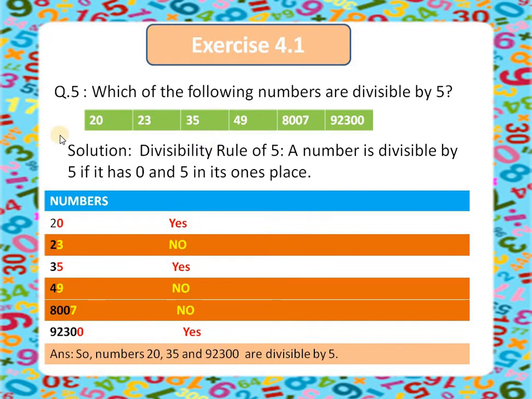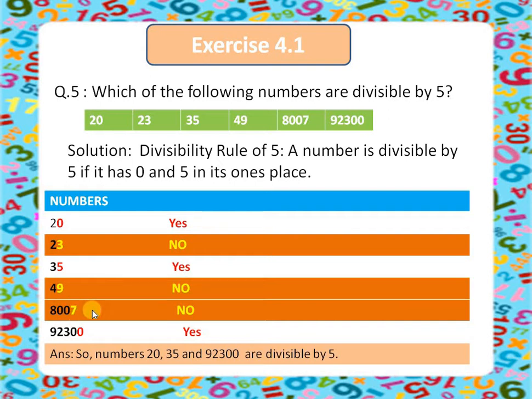The numbers. Now we are going to check one by one. 20. Ones place 0. So yes, it is divisible by 5. 23. Ones place 3. So it is not divisible by 5. 35. Check out the ones place 5. So yes, it is divisible by 5. 49. Ones place 9. No, it is not divisible by 5.